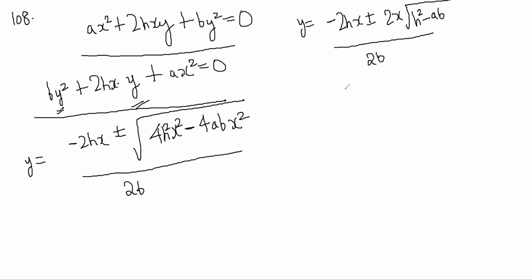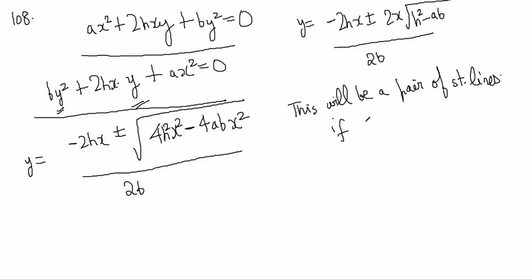Correct. So now this will be a pair of straight lines, right? This will be a pair of straight lines if, first of all, h square is greater than ab, right? If h square is greater than ab, right? Otherwise this will be imaginary, no? So it will be a real straight line if h square is greater than ab.